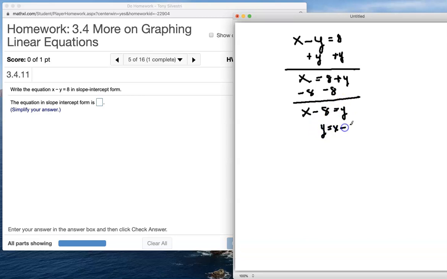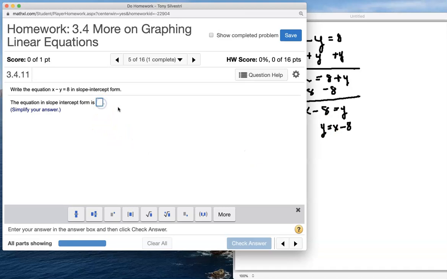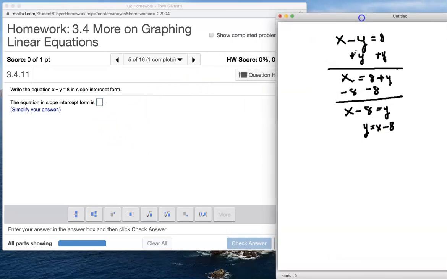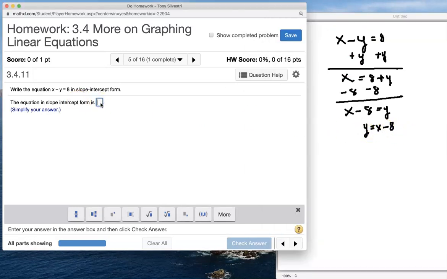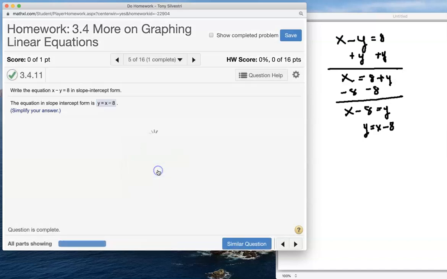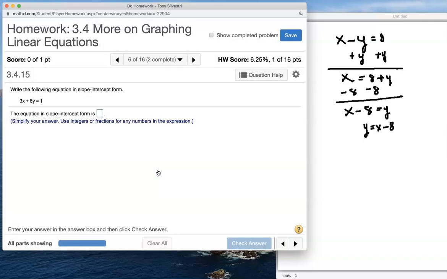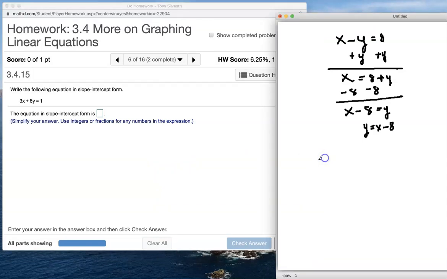Now it starts to look like a y equals equation. Now, what's the number in front of the x? Well, I don't see a number in front of the x. But there is a number in front of the x, the number 1. So first off, let's put that in there. This is the slope-intercept form right there. Put down y equals x minus 8. Check your answer. Nice. Is that it? That's all they want us to do. Very good.